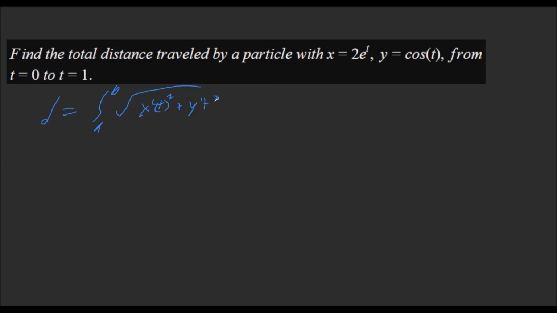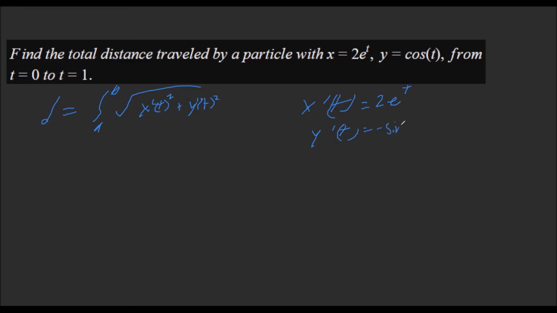So let's try to just fill these in. Obviously, b is going to be 1, a is going to be 0. X prime of t is going to be equal to, it's just going to be equal to 2e to the t, because we're differentiating with respect to t. And y prime of t is going to be equal to negative sine of t.